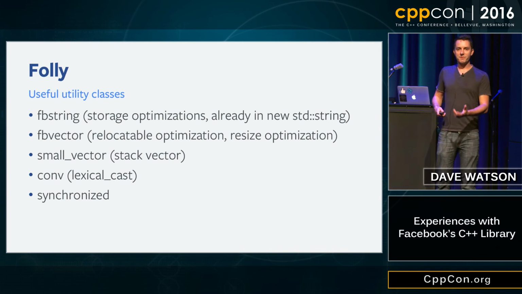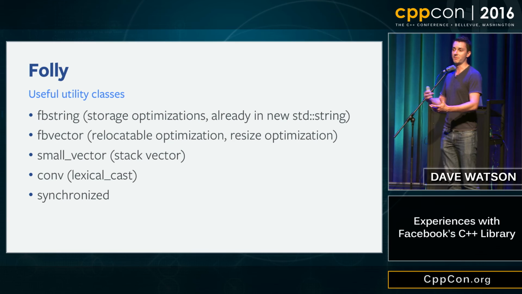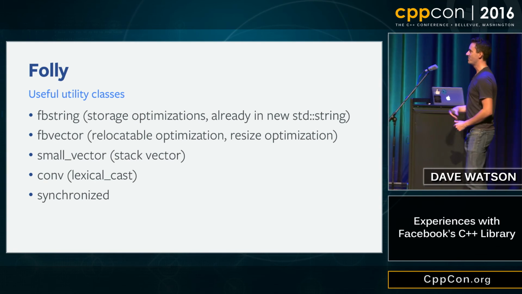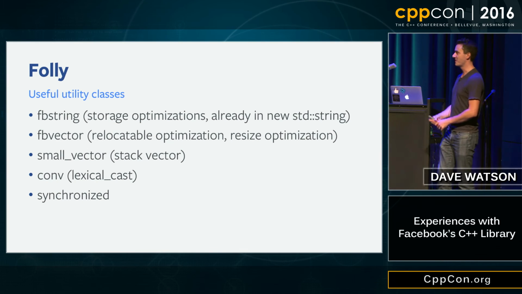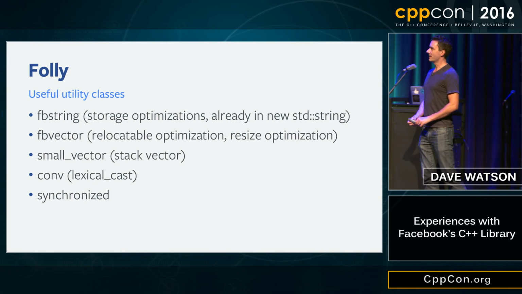FBString, small value optimization. If you have strings under a certain size, it will keep them on the stack. Small vector, the exact same thing, small value optimization. If you have under a certain number of things in your vector, it will keep them on the stack. FBVector is a little bit different.